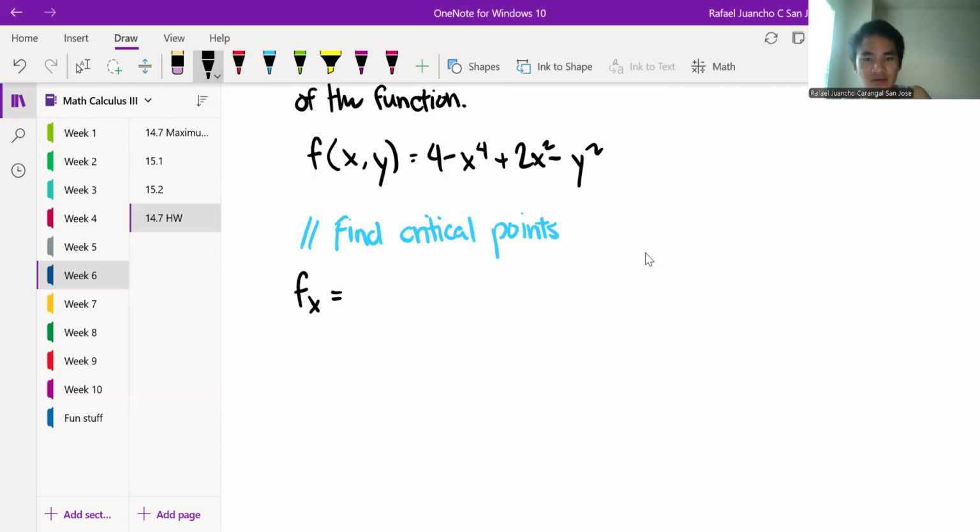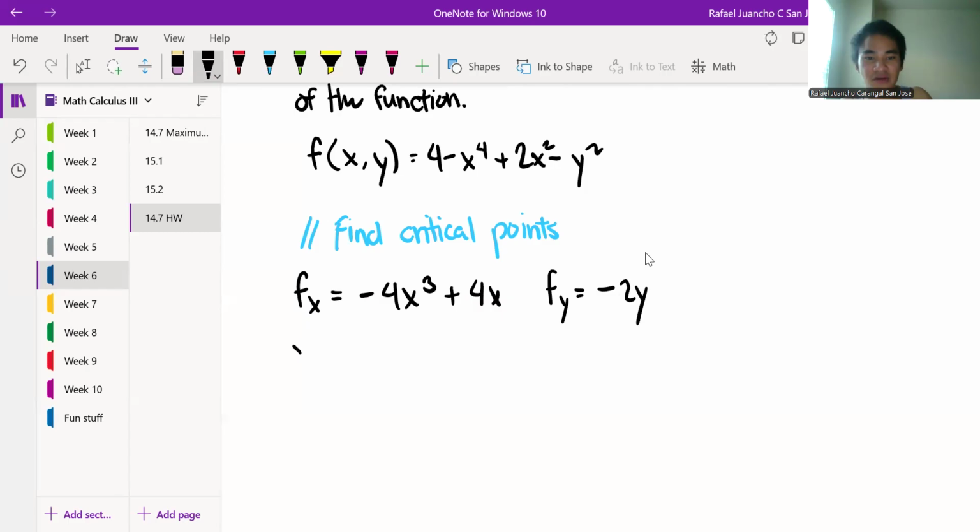We get 0 minus 4x cubed plus 4x minus 0. And so here we have minus 4x cubed plus 4x, right? And then my f sub y is, well, we treat everything as constants. Right, so here we have negative 2y.